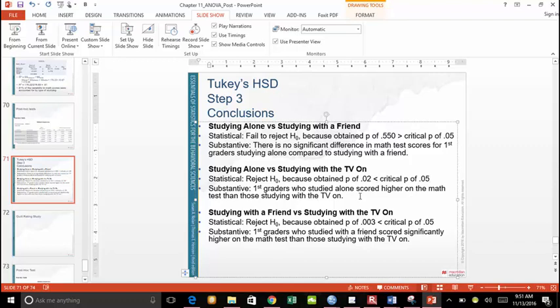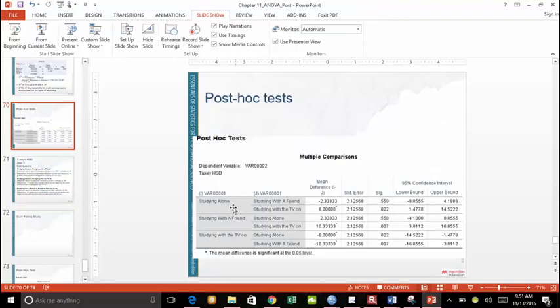First graders who studied alone scored higher on the math test than those studying with the TV on. So that's looking here at this comparison. Studying alone, studying with the TV on, there's an 8-point difference, and 0.022 is less than 0.05. So we're saying, yep, there is a statistically significant effect.